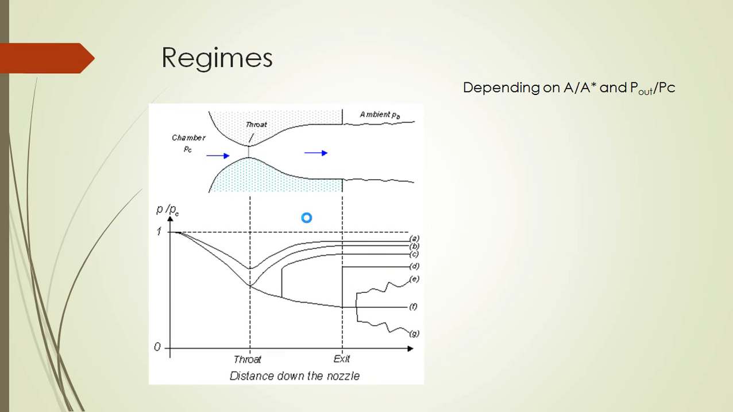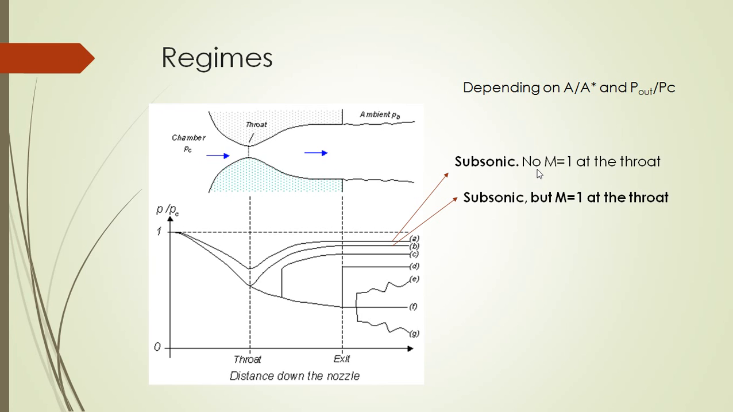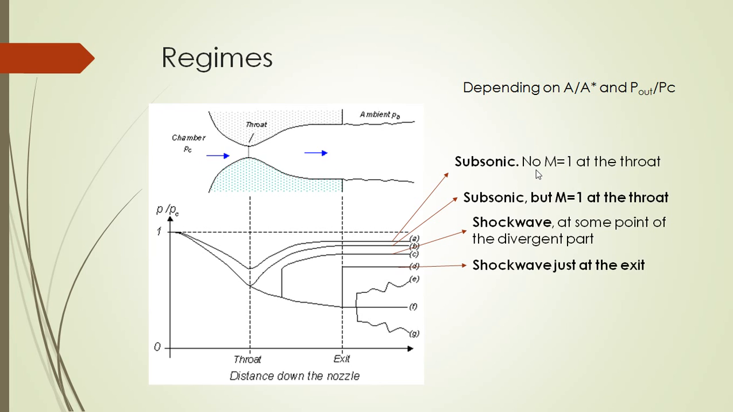The regimes that we can find in a convergent divergent nozzle depend on the area relation and the pressure relation. The first of all is subsonic, where there are no sonic conditions at the throat. The second one is a limit case, subsonic, with Mach equals 1 at the throat. Then we have a shock wave at some point of the divergent part that we have to find.